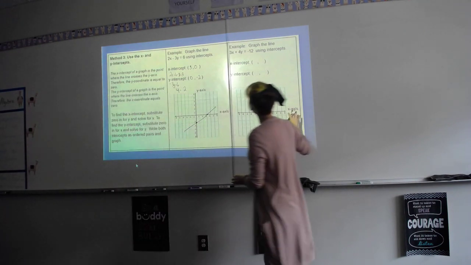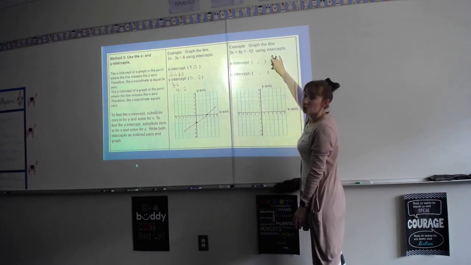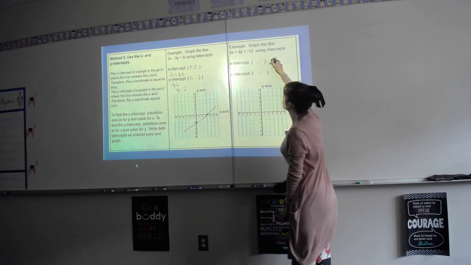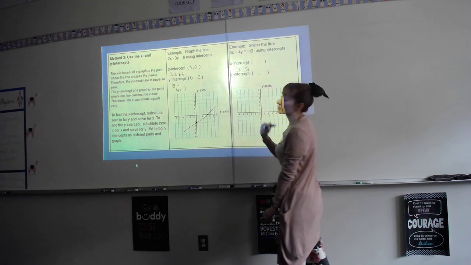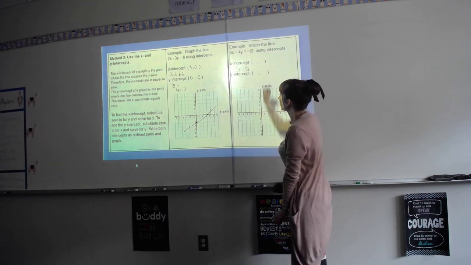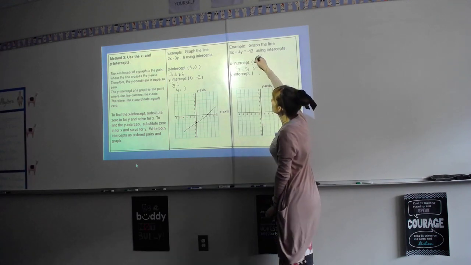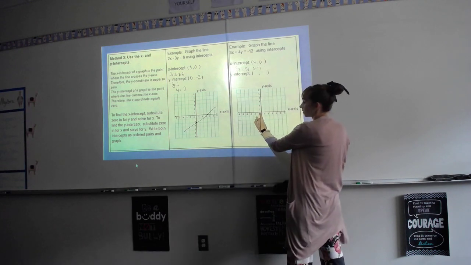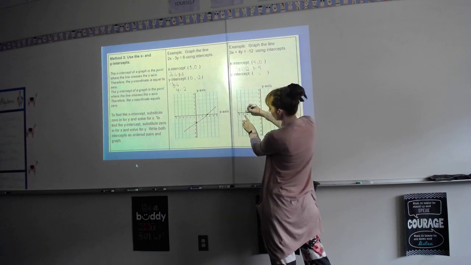Now we're going to come over here and look at the second example. We've got 3x plus 4y equals negative 12, and we're going to find our x-intercept. Remember, we're going to plug in a 0 for y, so we're left with 3x equals negative 12. Well, we divide both sides by 3, and we figure out that our x-intercept is negative 4. So I'm going to write it as the ordered pair (negative 4, 0). So I'm going to come over here to my negative 4 on the x-axis, and I'm going to plot my point.